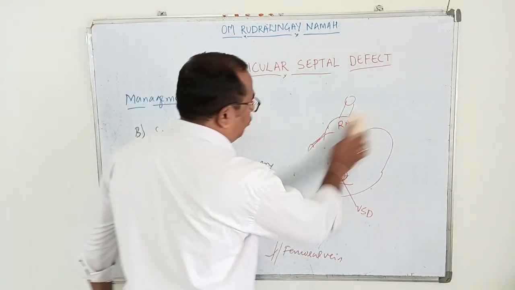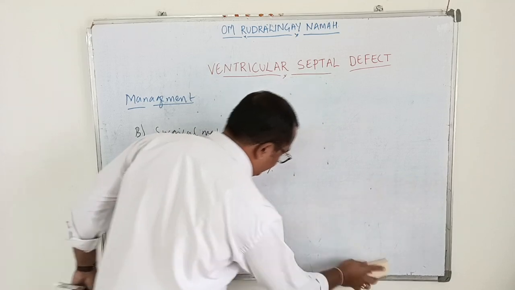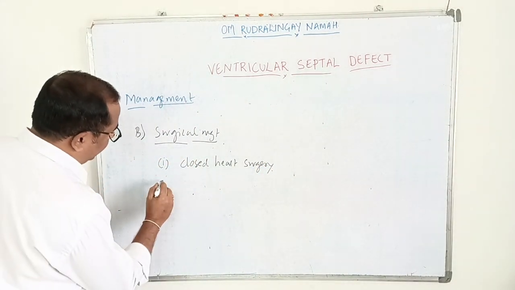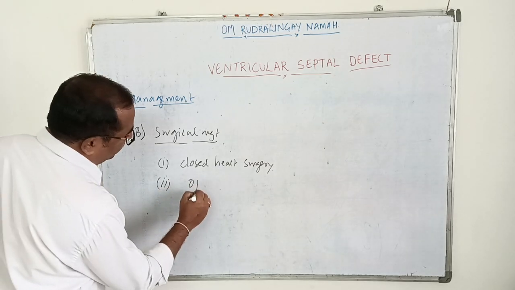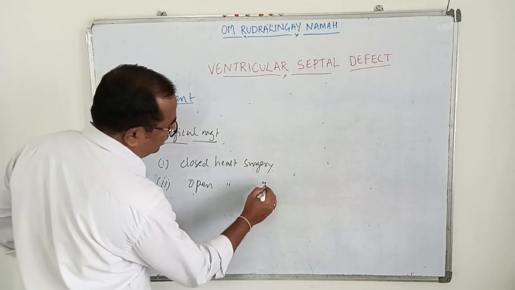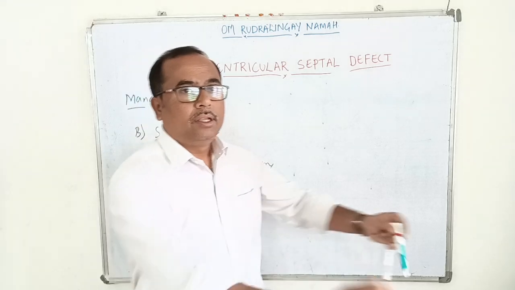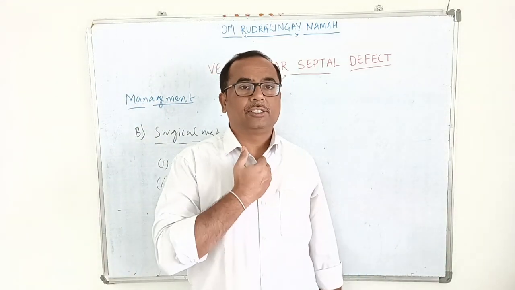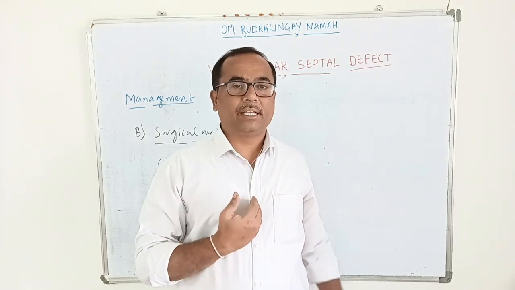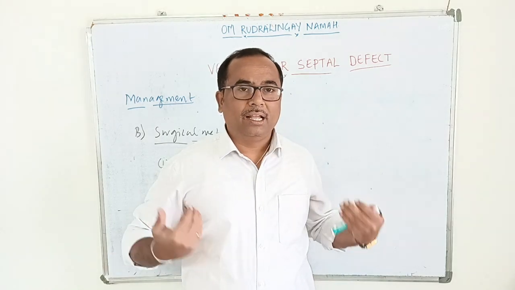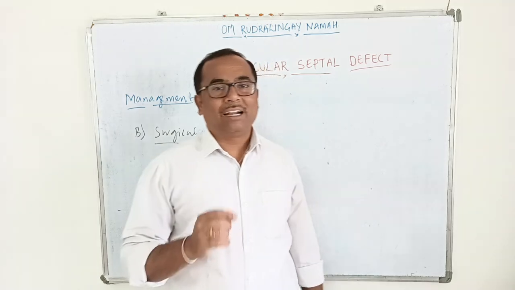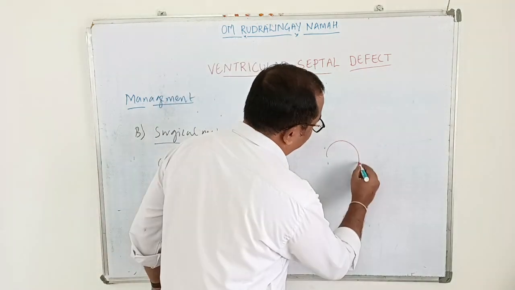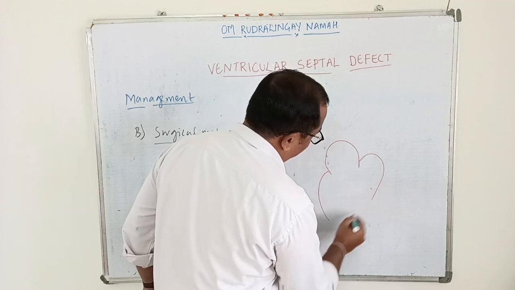Next, one more treatment is open heart surgery. In open heart surgery, what do we do? The child is put on general anesthesia. A sternotomy, that is an opening at the sternum, is made, and the sternum is opened, and then the child is put on a heart lung machine. Then a direct incision is taken on the heart.